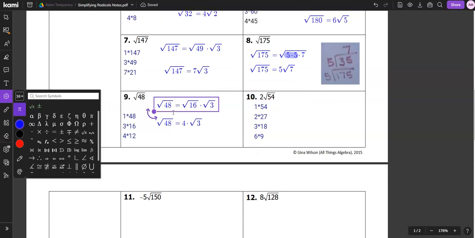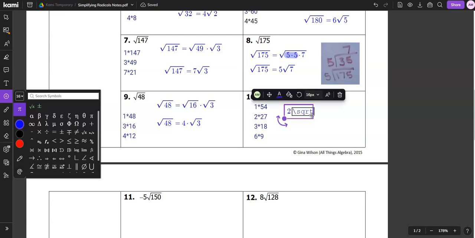So what we're going to get for this one is we need to not lose this 2. So we're going to say 2 times the square root of 54 is equal to 2 times the square root of 9 times the square root of 6.